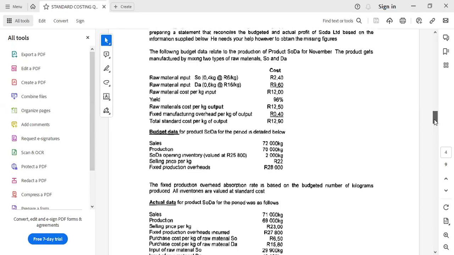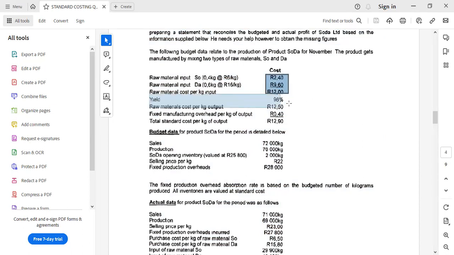Then the following budgeted data relates to the production of product Soda for November. The product gets manufactured by mixing 2 types of raw materials, So and Da. Right. Raw material input, there's So, there's Da, then there's the raw material cost per kg. So you can see that the meaning of that is for So, to manufacture 1 unit, they need 0.4 kgs of So and 0.6 kgs of Da. Then each kg costs 6 rand and 16 rand. That means the total cost per unit is the one that we're given here.